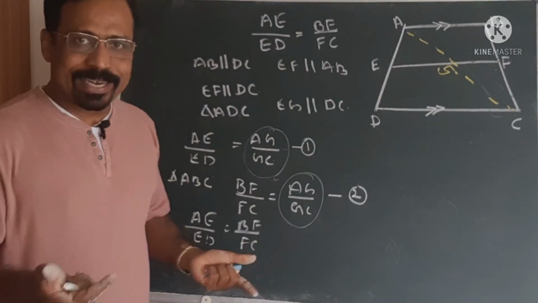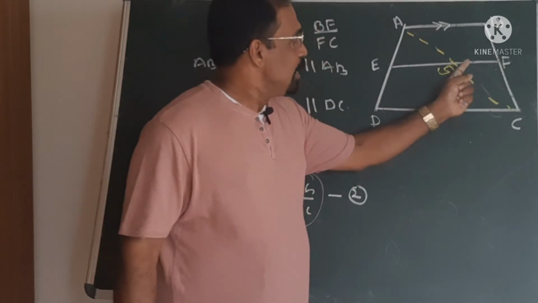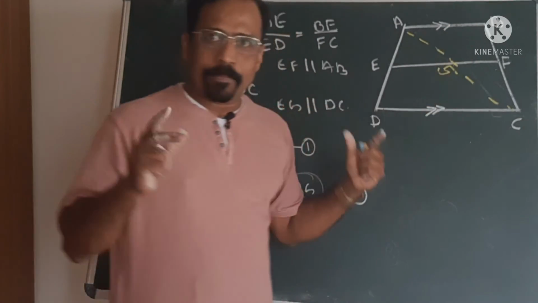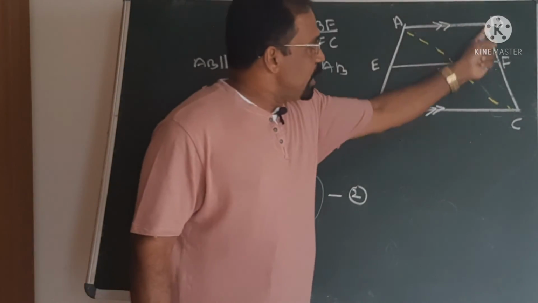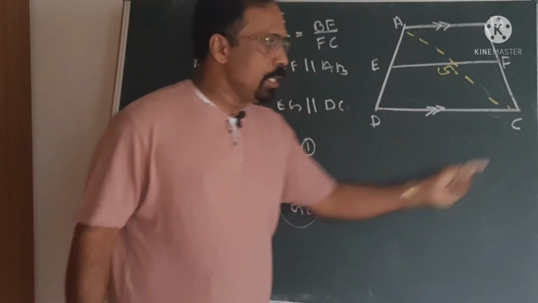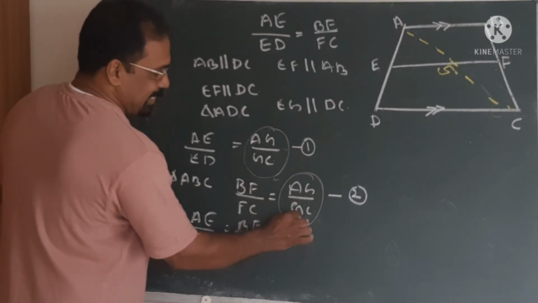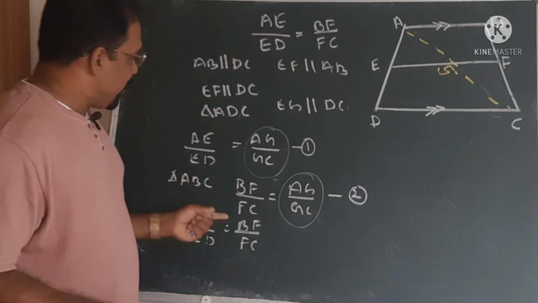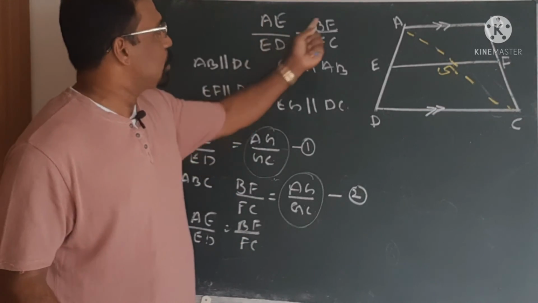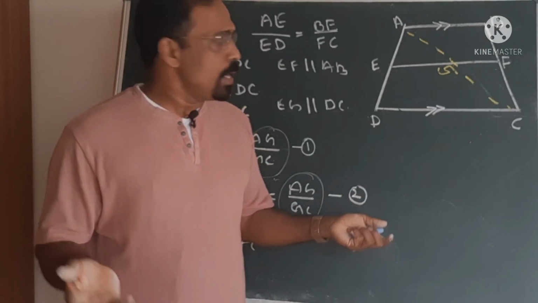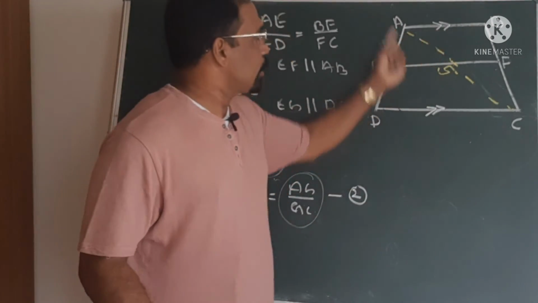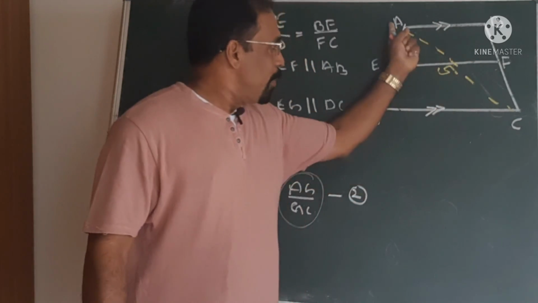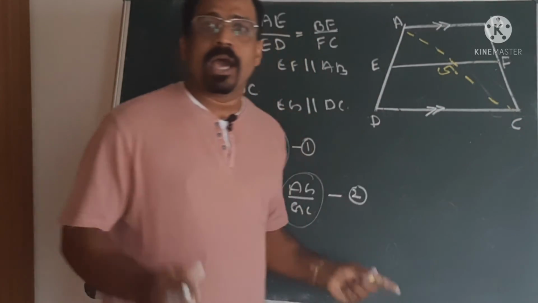Now we are taking the second triangle, that is triangle ABC. Here EF is parallel to AB, therefore GF is parallel to AB. So we can apply the same theorem. So BF by FC is equal to AG by GC. Now AG by GC is same on the right hand side, therefore the left hand side will be equal. So while equating the left hand side, we get AE by ED is equal to BF by FC. This is very simple, because in the first case we have taken this triangle and in the second case we are taking this triangle, and we are having the same line AC. So by making use of this line AC, we have proved it.